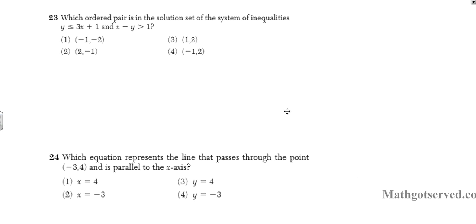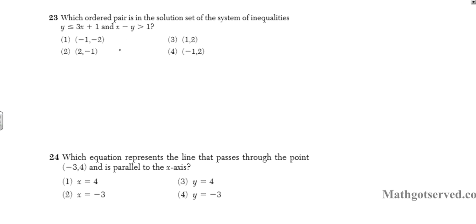Alright, so in question number 23, it says which ordered pair is in the solution set of the system of inequalities y less than or equal to 3x plus 1 and x minus y is greater than 1. Anytime you have a system of linear inequalities, the solution region, if it exists, is normally a region where you have an infinite collection of points. So the question is, which of these points resides in the solution region of this system of linear inequalities?